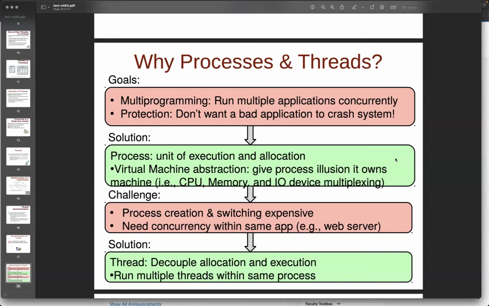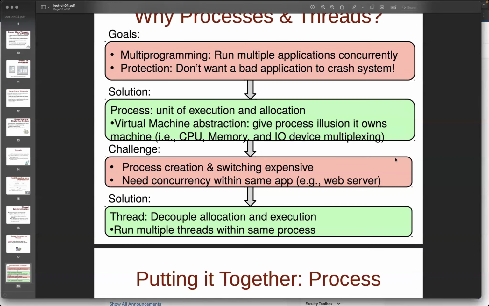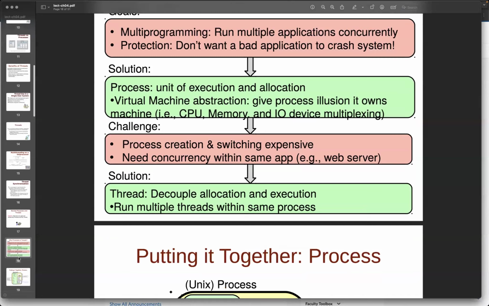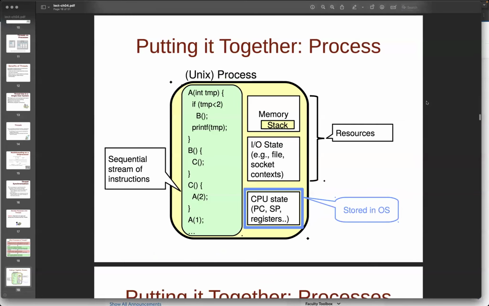So how about doing it this way? This is how the idea came out. Right here, let's say we put it in a process. We have a process here and the resources which belong to it: we have the memory, the stack, and then we have the IO state, like files, sockets, context. And in the OS, we still have the CPU state, like the PC, program counter, the registers, all of this, and also a sequential stream of instructions. So when we put the instructions here, we load them into memory too as a process.